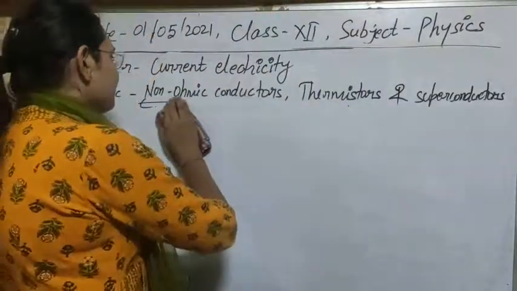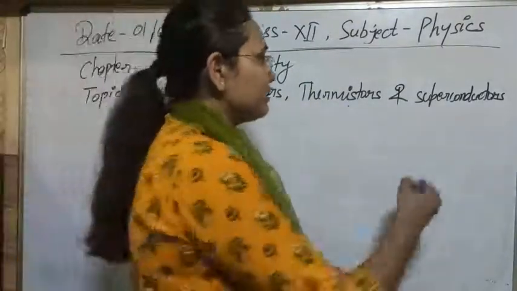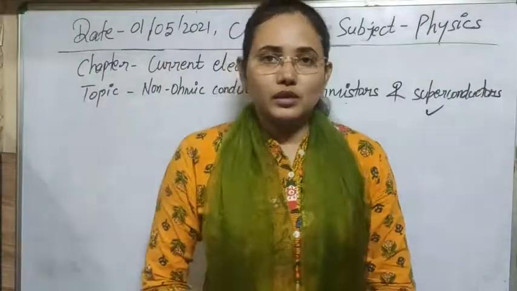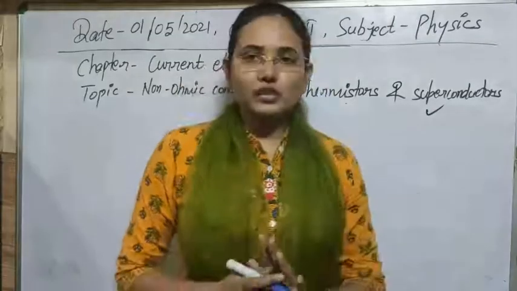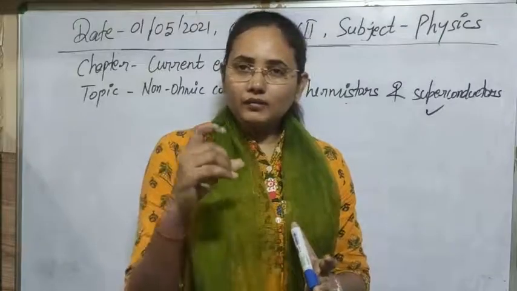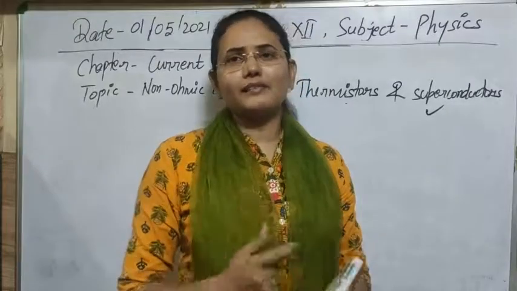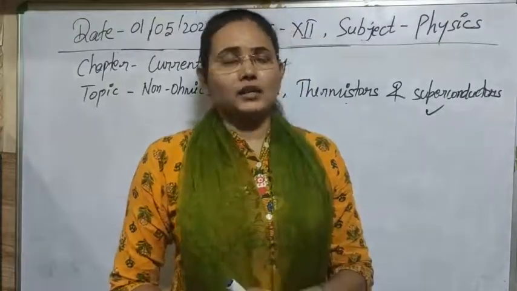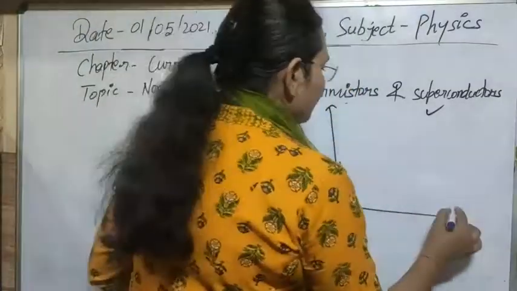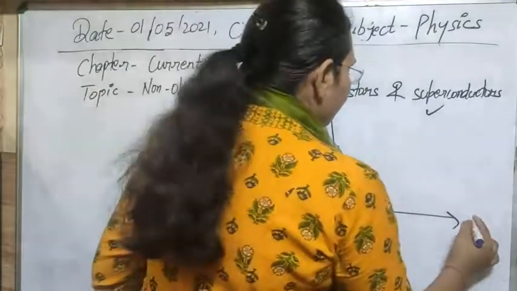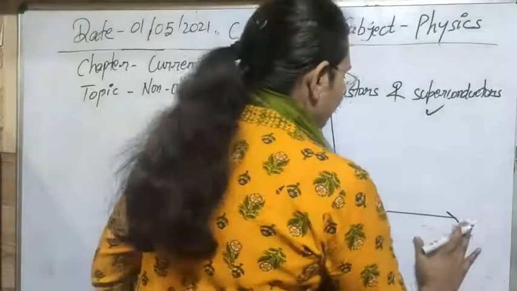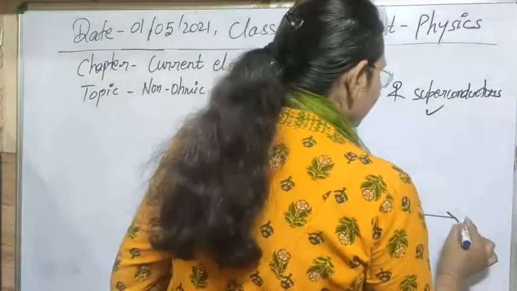Next, the third factor we have to discuss is the superconductor. Superconductors are those kinds of conductors whose behavior of resistance with temperature is different from a metallic conductor. If you see the graph between resistance and temperature, suppose here we take temperature on this side, and this is our resistance.